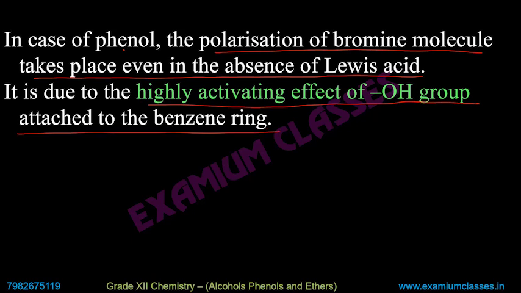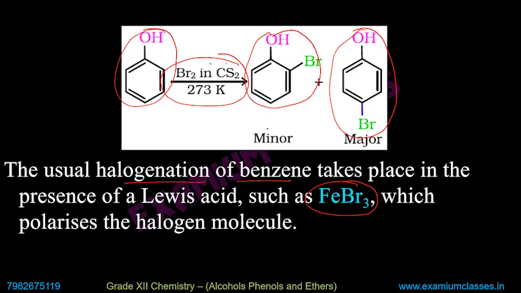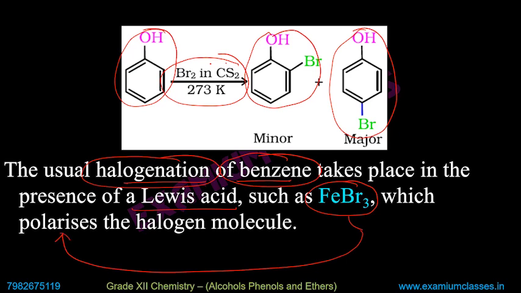1 mark question appears from here. And what is the question? Question is about these two statements. The usual halogenation of benzene, if it is benzene, takes place in presence of Lewis acid, such as FeBr3. Why? Because it actually polarizes the halogen molecule.